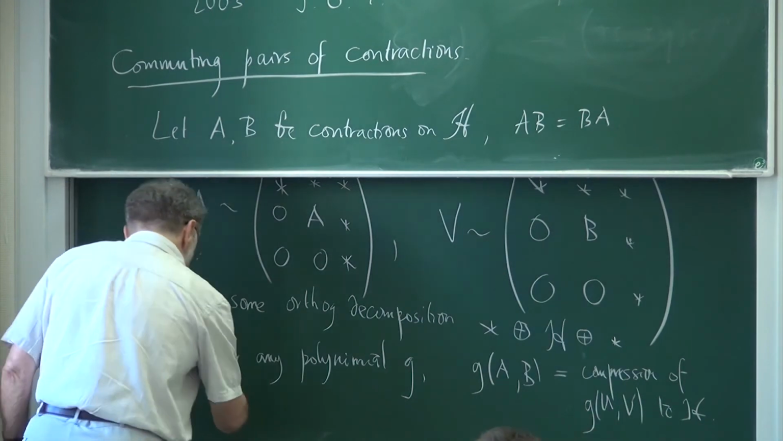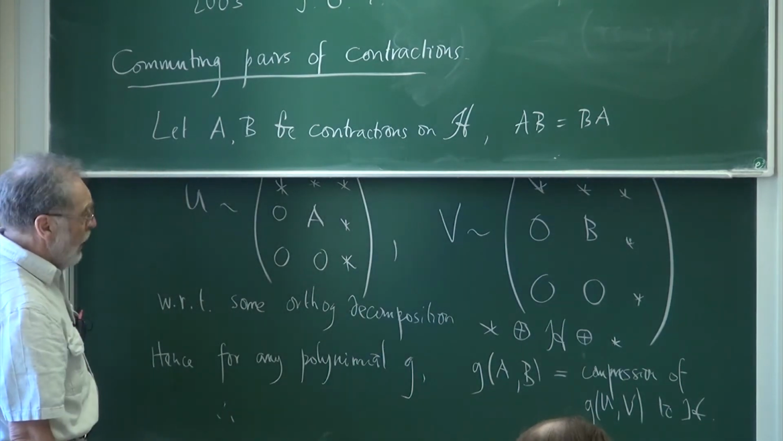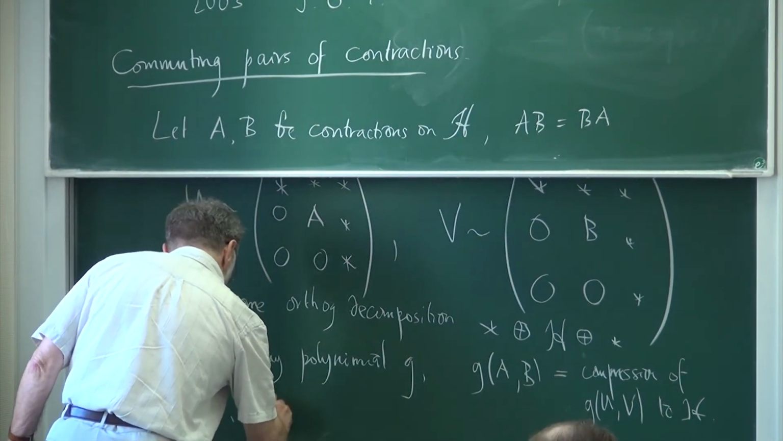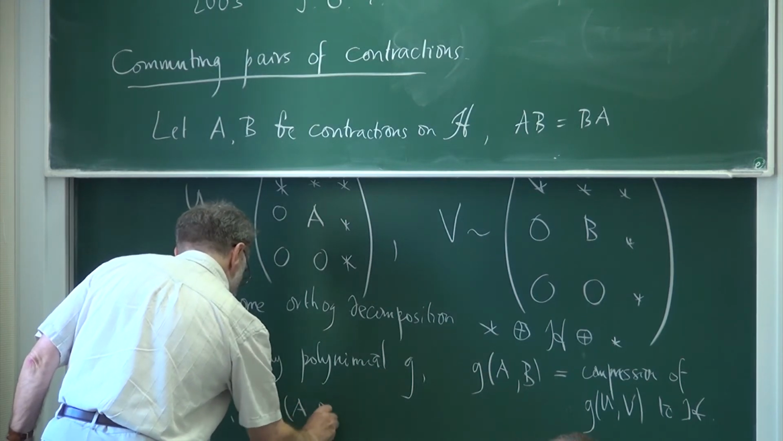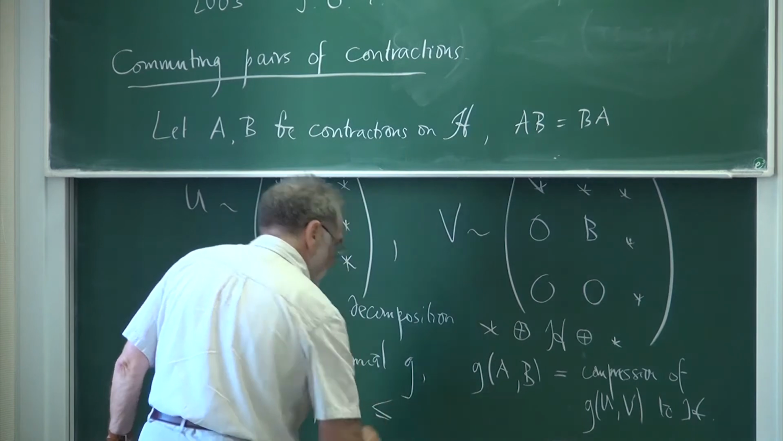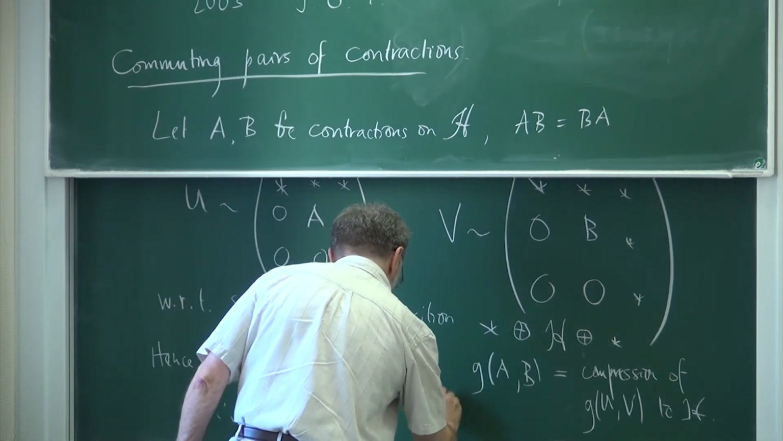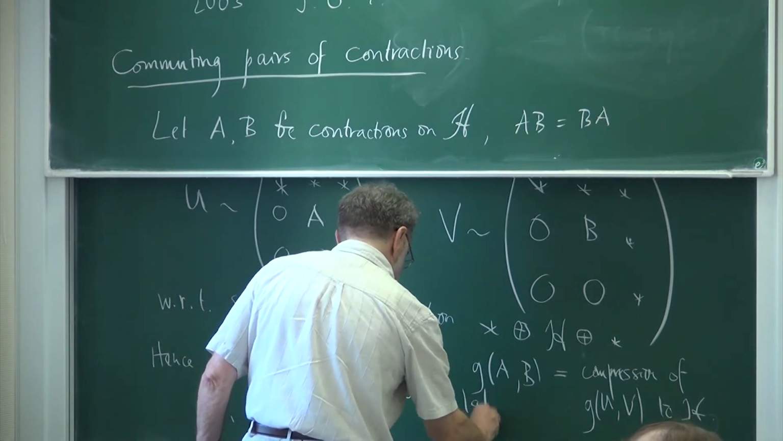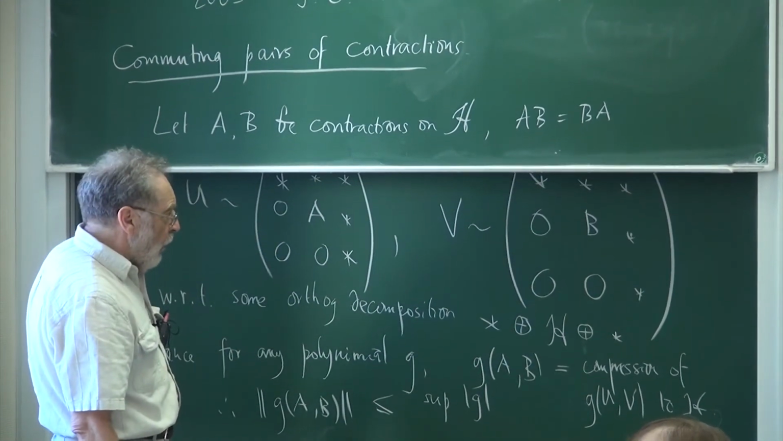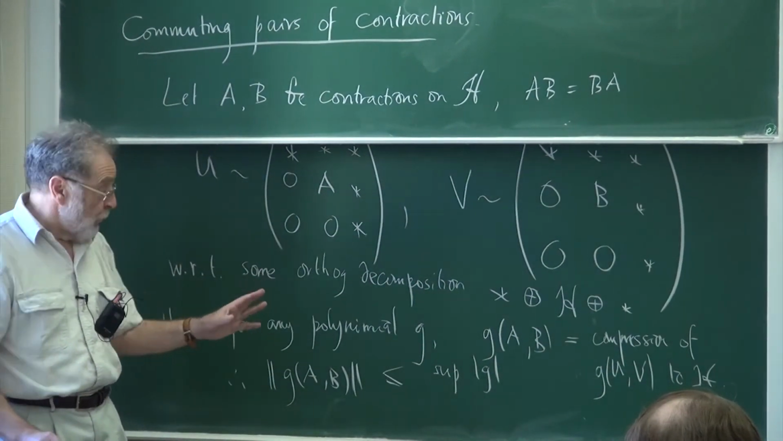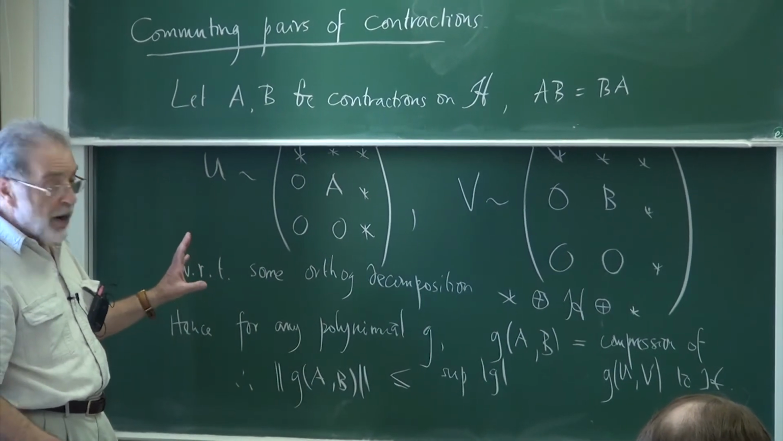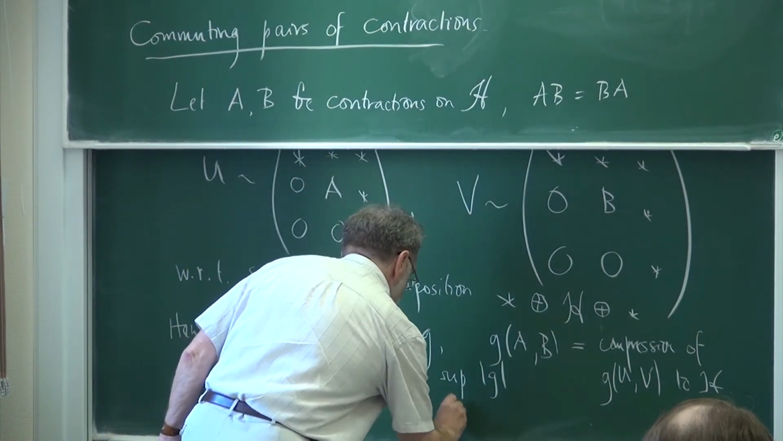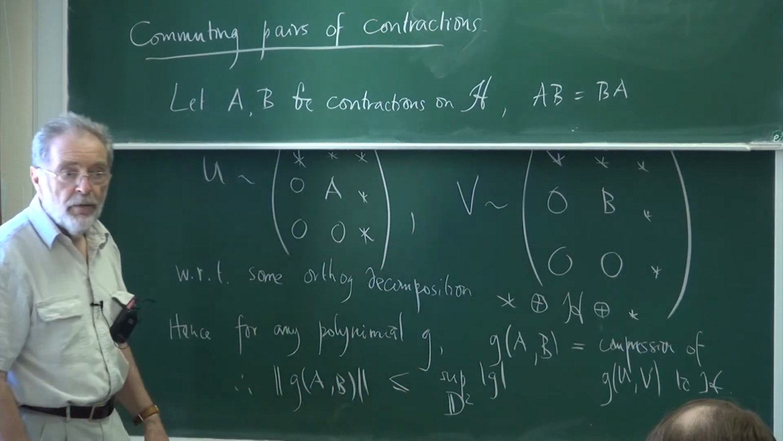And therefore you can get, so there's Ando's inequality, which is an immediate consequence, that the norm of G of AB is less than or equal to the sup of modulus of G on, well, certainly on the joint spectrum of the commuting pair UV, but that is contained in the bidisc. So this is the sup of mod G on the bidisc.